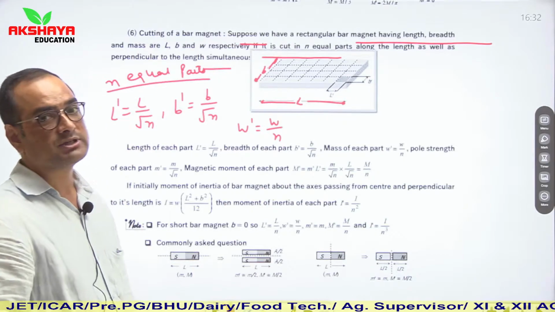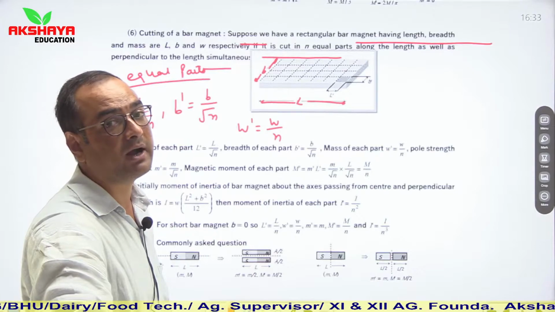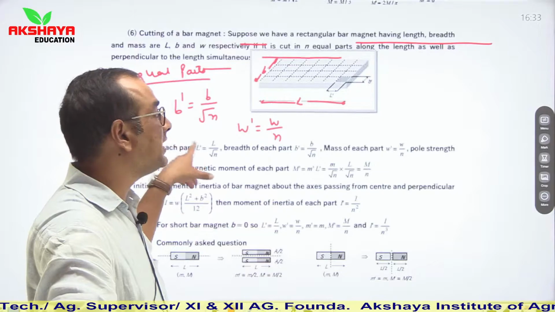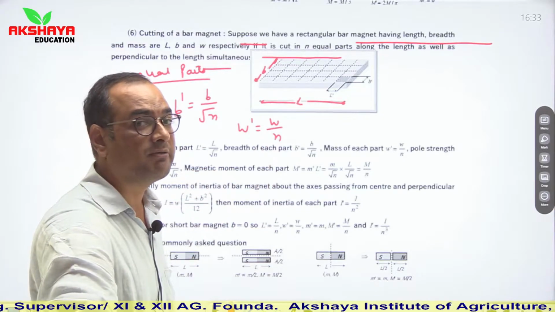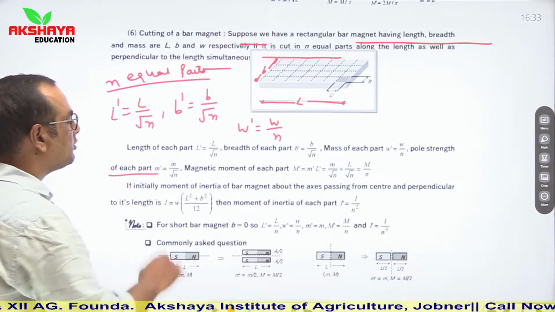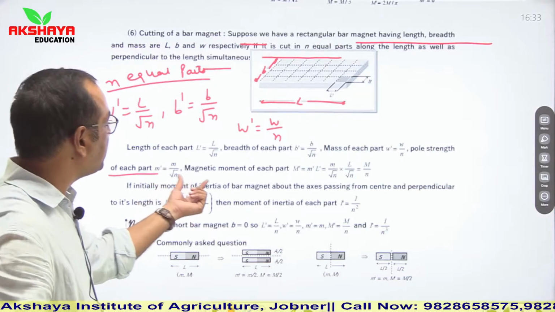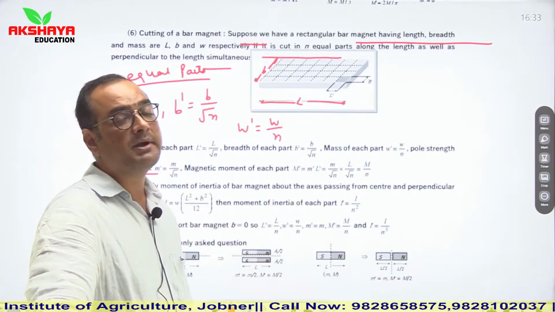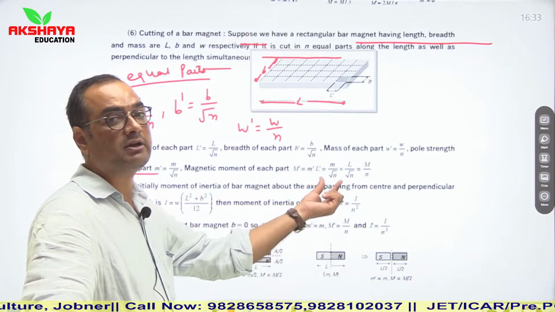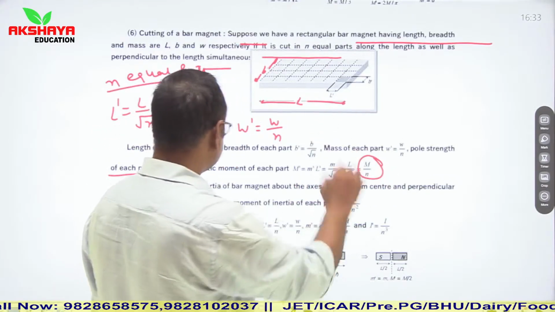So this is the simple concept. If a rectangular bar magnet is cut into n equal parts, then the length and breadth of each part will be 1 upon root n times, while the mass of each part will be 1 upon n times. If we talk about pole strength, then pole strength also depends on length, hence it will also be 1 upon root n times. The magnetic moment of each part simply depends on pole strength as well as effective length. So it is 1 upon root n into 1 upon root n, which means 1 upon n times.